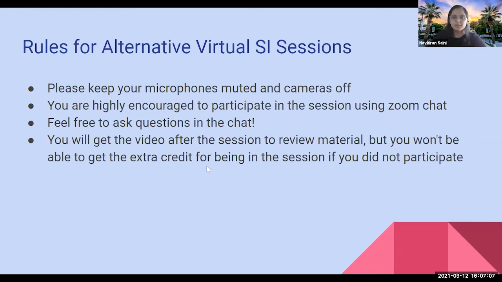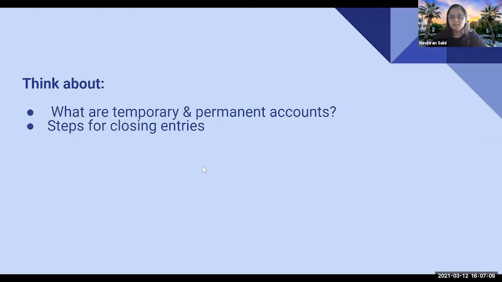Okay, I shared a document in the chat. Take about 2-3 minutes to go through just the first paragraph and the bullet points on it. Those are the steps for closing entries and those are fill in the blanks. So take help from your notes to see if you can identify those fill in the blanks, and discuss or look for what are temporary and permanent accounts.